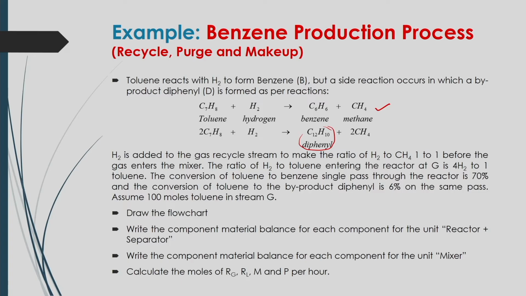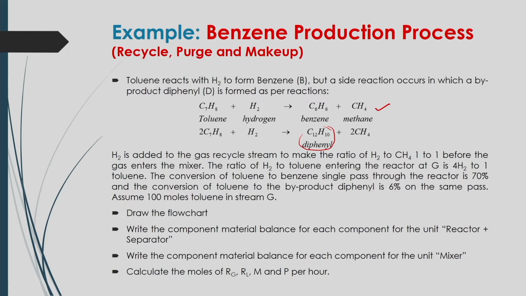We described the definitions of overall conversion of the reactant and single pass conversion for a particular process unit in the previous lecture. As per that, the conversion of toluene to benzene in a single pass through the reactor is 70%, and the conversion of toluene to the byproduct diphenyl is 6% on the same pass. You can assume 100 moles of toluene in the stream G.